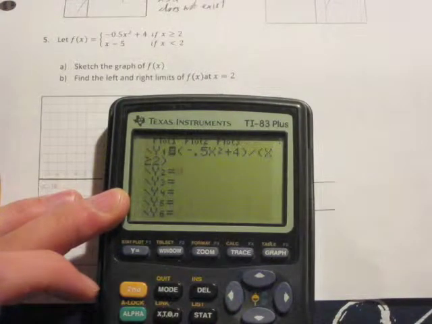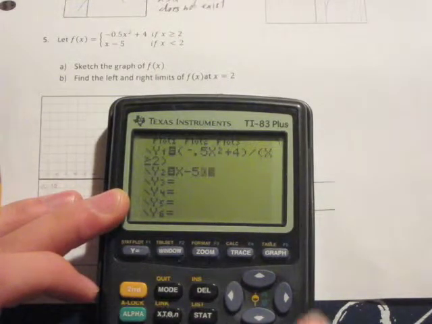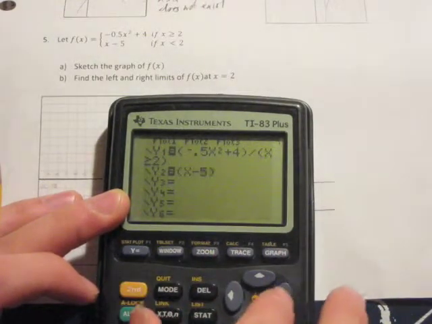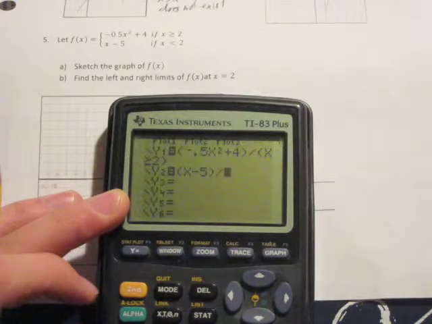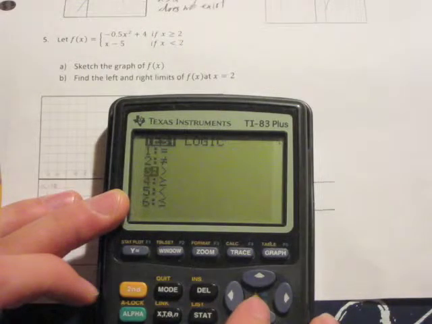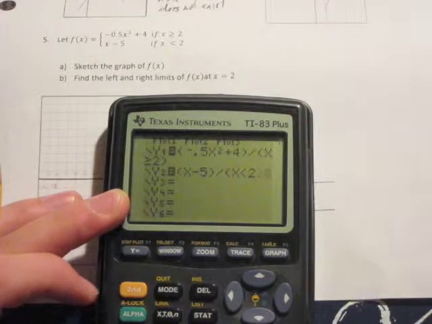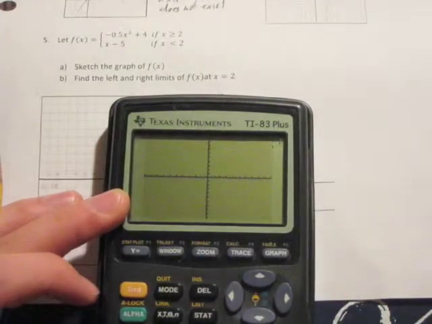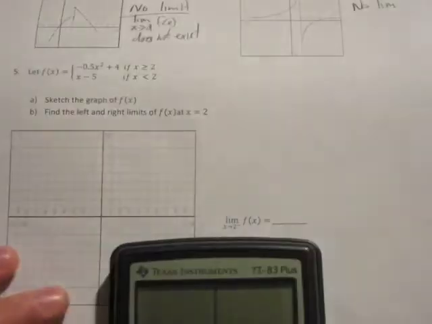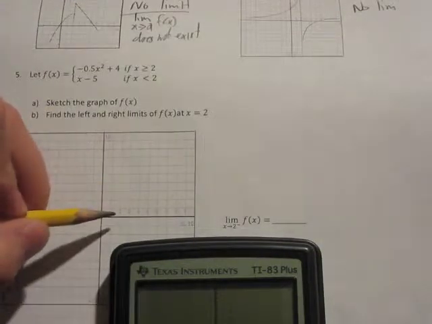Okay, and the next one is just x minus 5. And again, parentheses around the whole thing. And we'll say divide by x is less than 2. So when I graph that, okay, that function right there looks kind of like that graph from number 3, a little bit different, but we get this parabola. So let's graph this, and obviously the rule changes at 2.